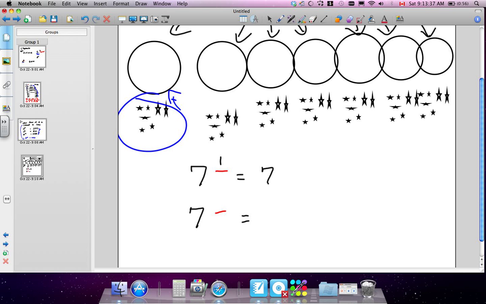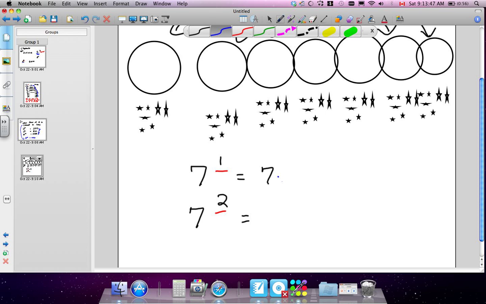Now we've got to figure out what that is. So in order to find that, we take our old answer and multiply by what? By 7. Yeah, we multiply by our base. So how many cats is this man going to have? 49. Very good. So he has 49 cats. You already figured it out.